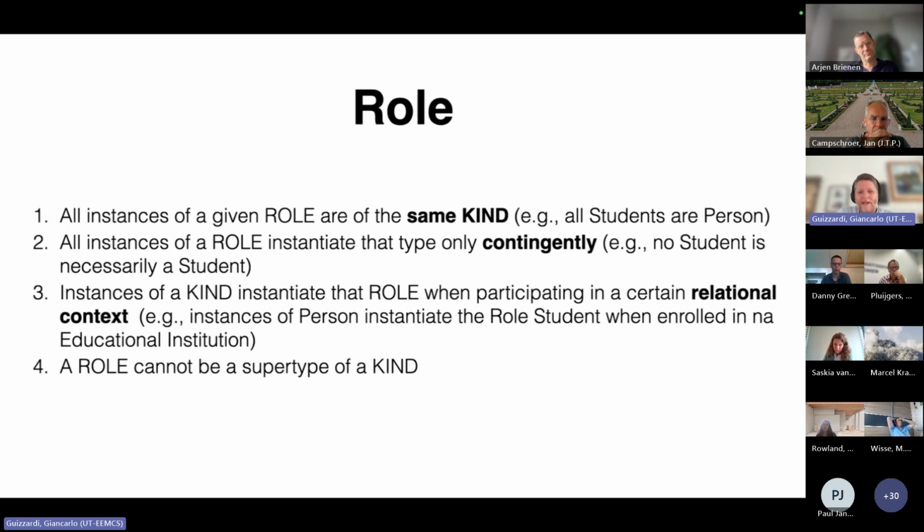Roles are such that all instances of a given role are of the same kind, for example, all students are people. All instances of a role instantiate that type contingently, so no student is necessarily a student. Instances of a kind instantiate that role when participating in a certain context. For example, people become students when enrolled in an education institution.